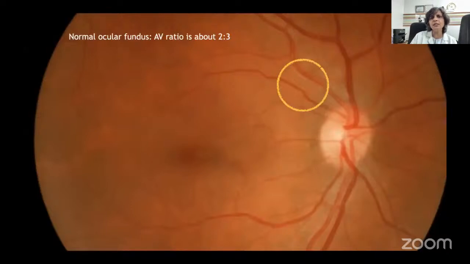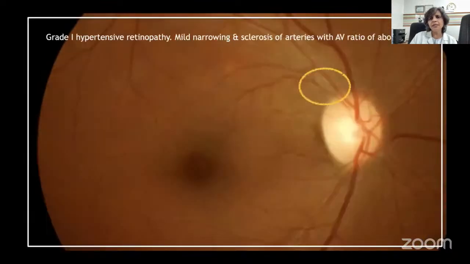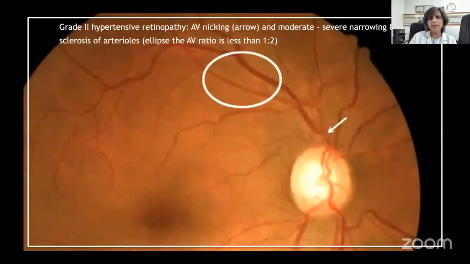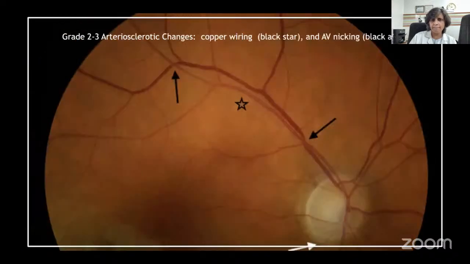Normal fundus showing a 2:3 ratio of arteriole to vein, as you see here. But in a grade 1 hypertensive retinopathy, the AV ratio has become 1:2 or even less. Here again, the grade 2 hypertensive retinopathy, we are seeing AV nicking and the AV ratio is less than 1:2. When it goes into chronic hypertension, near the star is the copper wiring of the arteriole, increased light reflex, along with AV changes, AV nicking. So this is grade 2 to 3 arteriosclerotic changes.